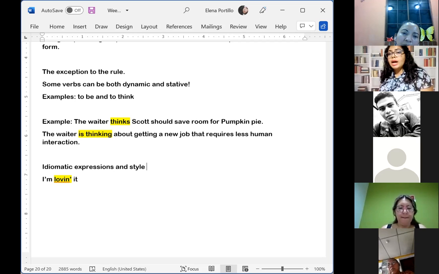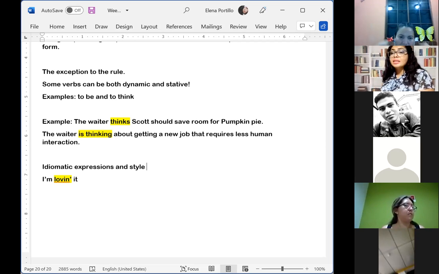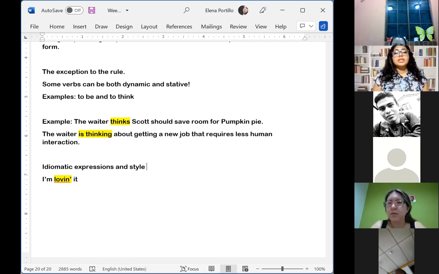That's the example that we have in the document that says, I'm loving it. ¿Por qué? Porque utilizamos el verbo love, que ya hablábamos, que los verbos que hablan sobre sentimientos, pensamientos y todo eso no pueden utilizarse con esta estructura. Y en este caso sí lo están utilizando. ¿Por qué? Porque están exagerando. Están creando una exageración. So in that case, they use this kind of sentences when they want to exaggerate something.